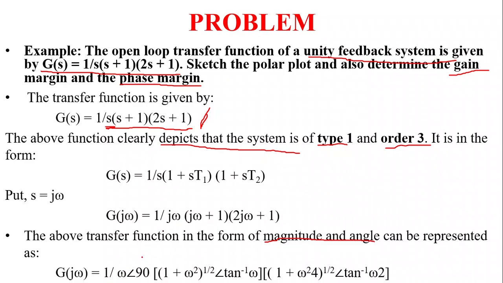So omega with phase angle of 90 degrees. For this term we will have the magnitude as square root of 1 plus omega square, and the angle representation is tan inverse of b by a. Here the b term is omega. For this term the magnitude will be square root of 1 plus omega square into 2 square, and the phase angle representation is tan inverse of 2 omega. So these are our expressions for magnitude and phase angle.